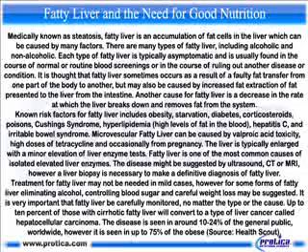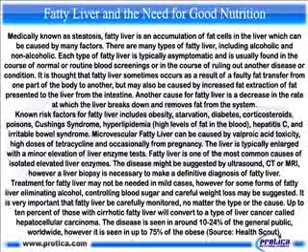The disease might be suggested by ultrasound, CT or MRI, however a liver biopsy is necessary to make a definitive diagnosis of fatty liver. Treatment for fatty liver may not be needed in mild cases, however for some forms of fatty liver eliminating alcohol, controlling blood sugar and careful weight loss may be suggested. It is very important that fatty liver be carefully monitored, no matter the type or the cause.